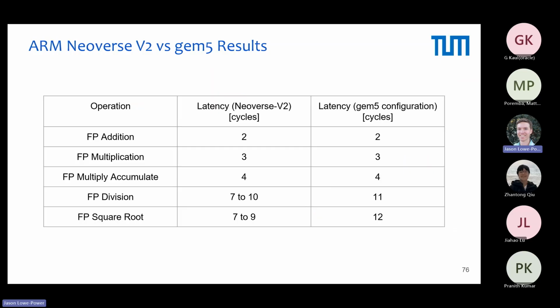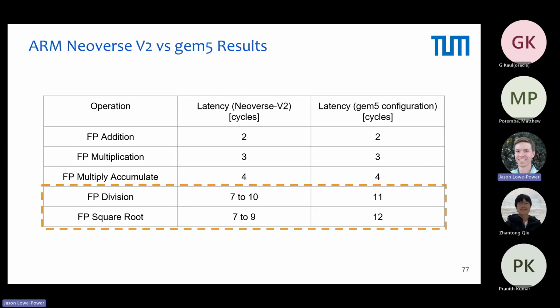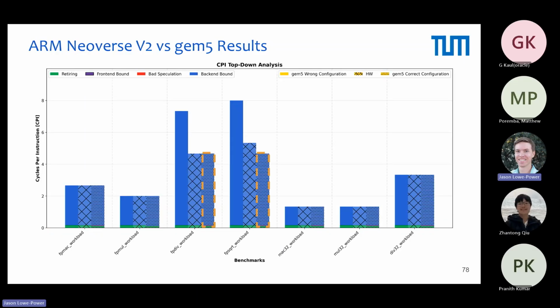So we go back to our configuration and actually see that we have wrongly configured the operation latencies for division and square root units. So we correctly configure it and then run the simulation again to see that we now have a similar CPI as well as similar top-down analysis results for both the new configuration and our hardware results.